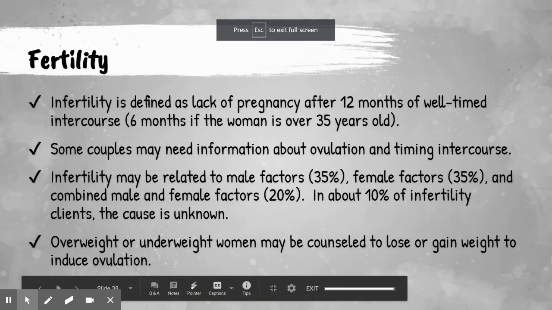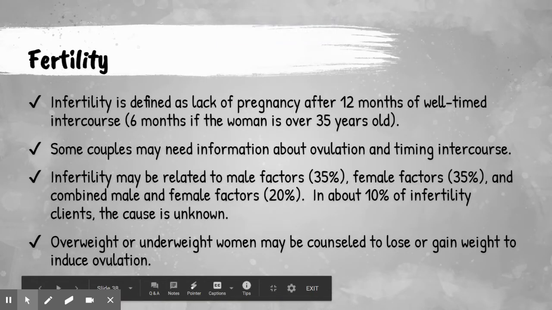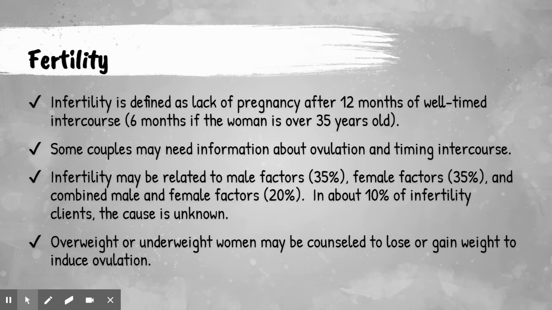Okay, so we are back to talk about fertility and the care of a patient experiencing infertility. Infertility is defined as lack of pregnancy after 12 months of well timed intercourse. So, that's sort of a piece. Sometimes people don't know when ovulation occurs. It's defined as 6 months if the woman is over 35 years old because the chances decrease substantially at that age. Some couples may need information about timing intercourse.